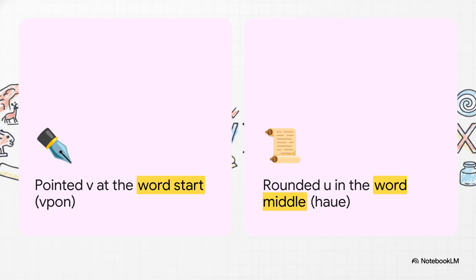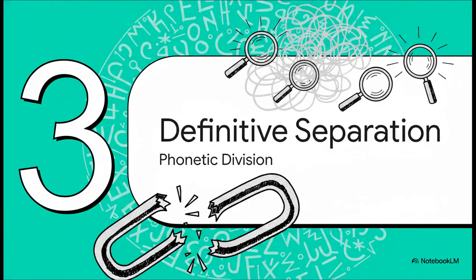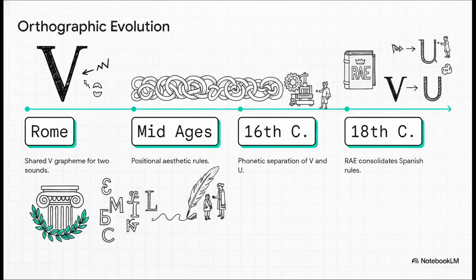It was all about how it looked on the page based on its position. That brings us to Section 3, the definitive separation. We can actually trace this massive orthographic evolution chronologically. Now, unlike character-based systems like Chinese, which creates entirely new logograms for new concepts, European alphabetic systems had to sort of fracture and adapt existing letters for new phonetic sounds.